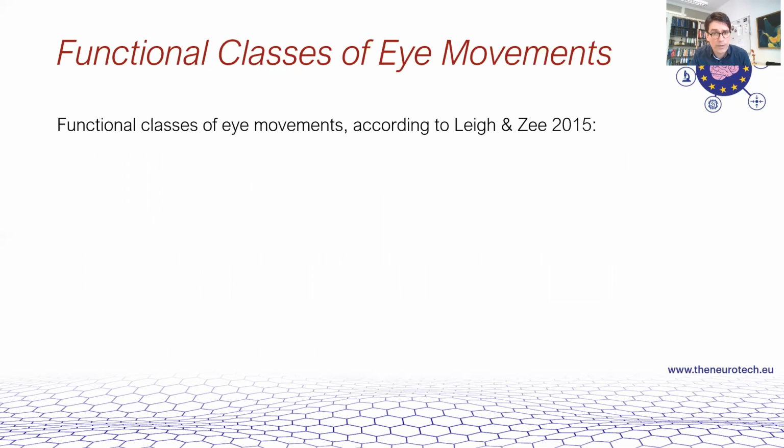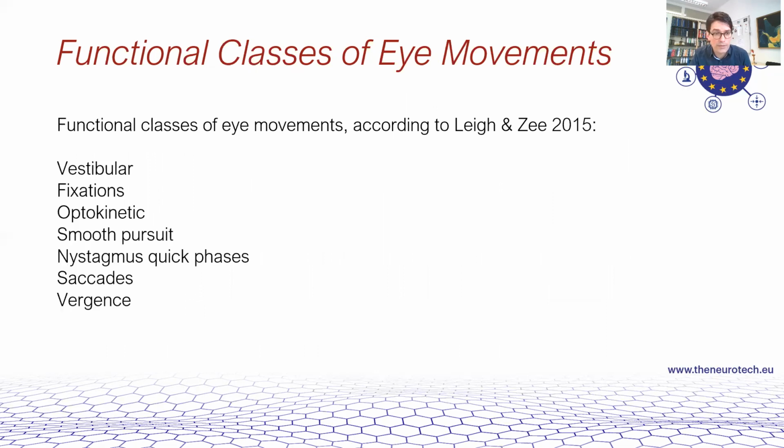There is a more refined functional classification of eye movements by Leigh and Zee, which comprises the following: vestibular, fixations, optokinetic, smooth pursuit, quick phases of nystagmus, saccades, and vergence eye movements. And for reasons of time, I will only really focus very briefly on fixations, smooth pursuit, and saccadic eye movements.